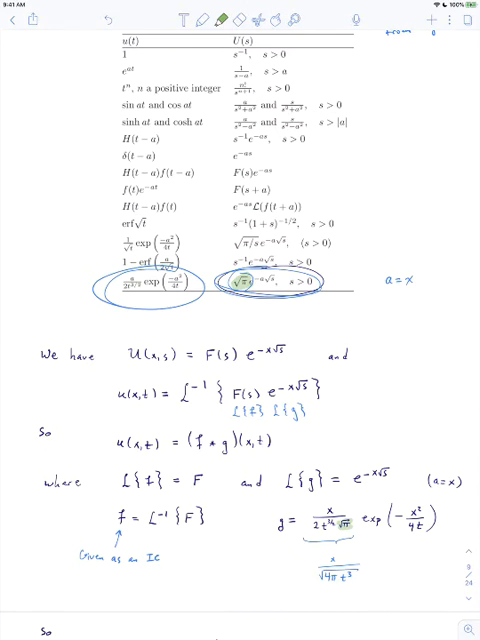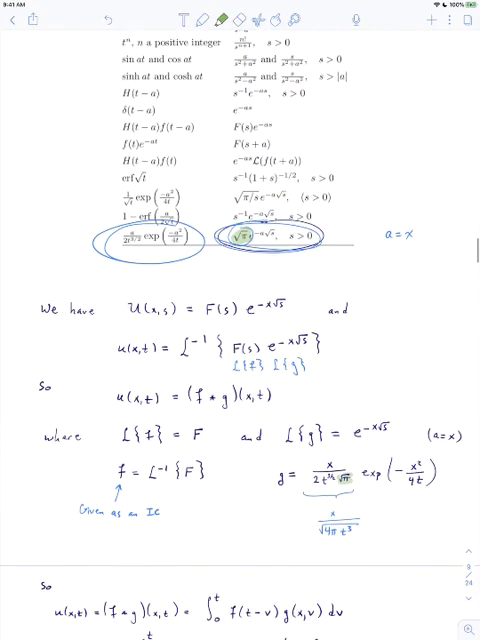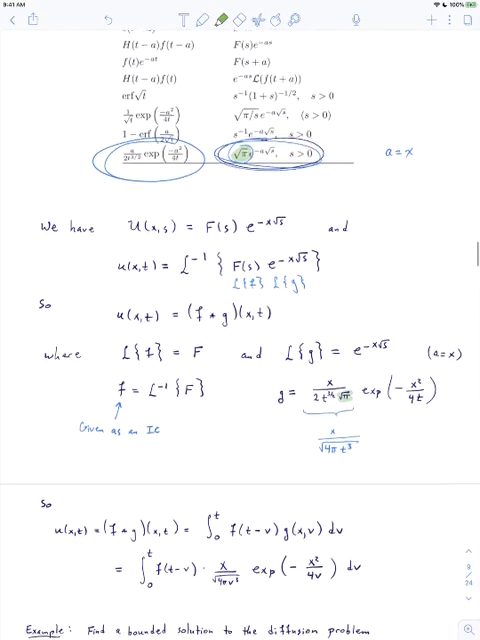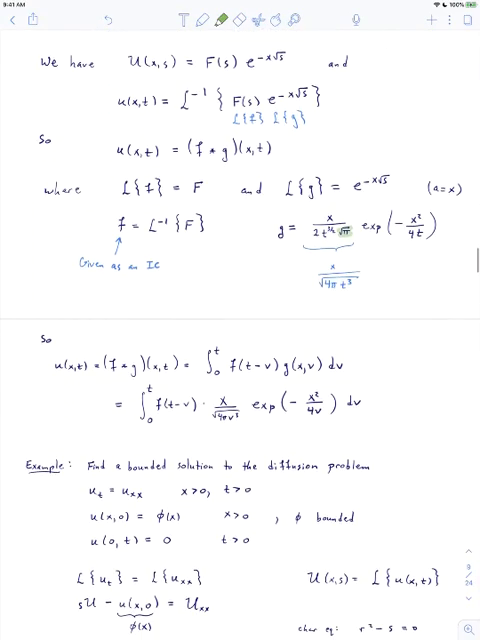So this f was given as the initial condition, and this g we were able to get from the table. So what does that tell us? Well, u is the convolution of f with g, so we just write the convolution, the integral from 0 to t of f at t minus v times g at x comma v dv, and that's this expression.